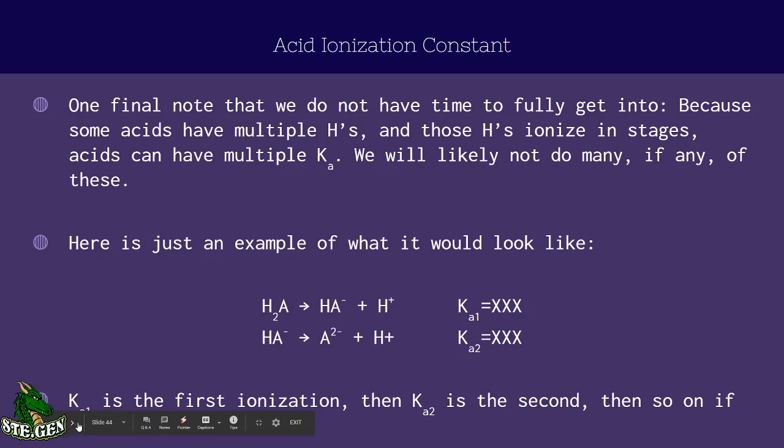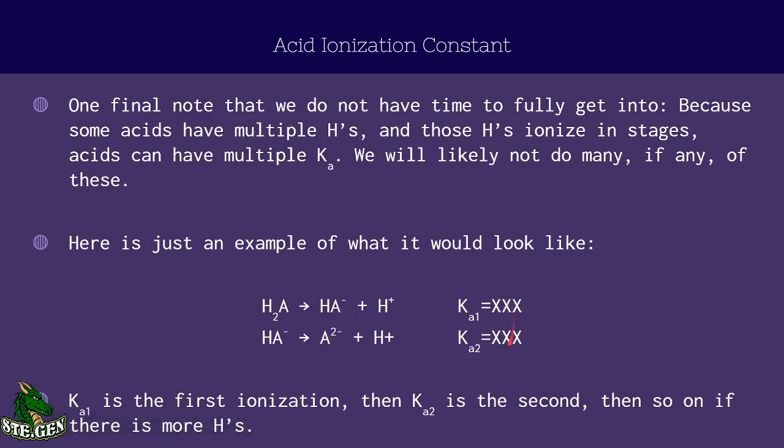Now, our final thing is something we're really not going to have time for, but you can actually have multiple Kas. Multiple Kas are involved whenever there are multiple H's, and those H's will actually ionize in stages. So, for example, you could have H2A, like H2SO4, splitting into HSO4- and an H+, and then that HSO4- could split apart into an SO4 2- and an H+.